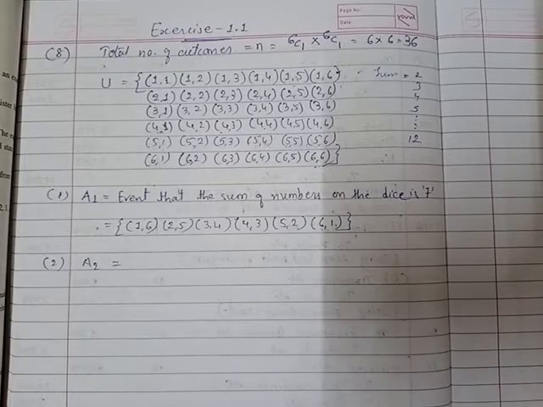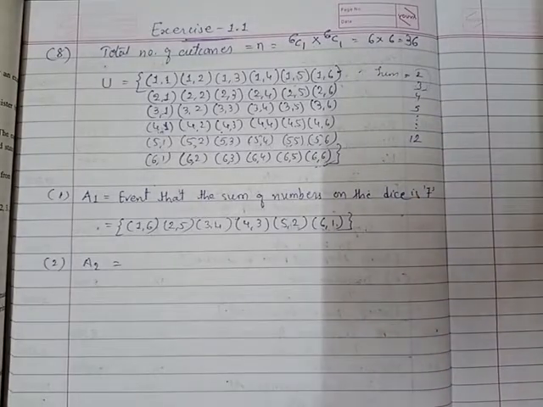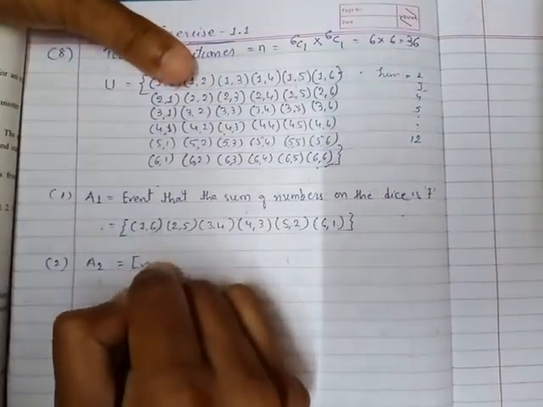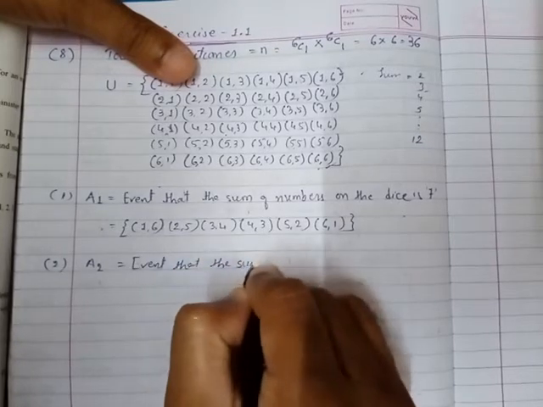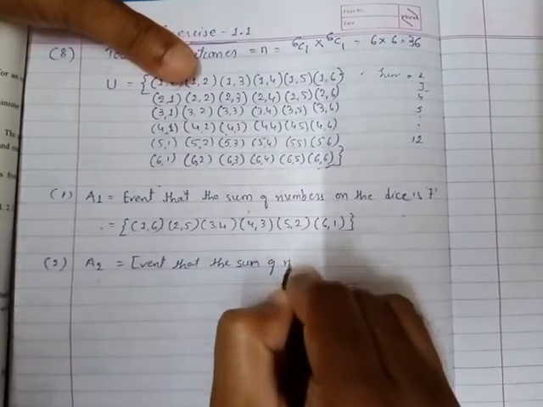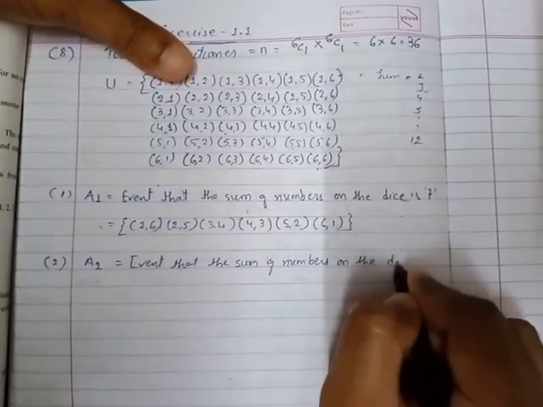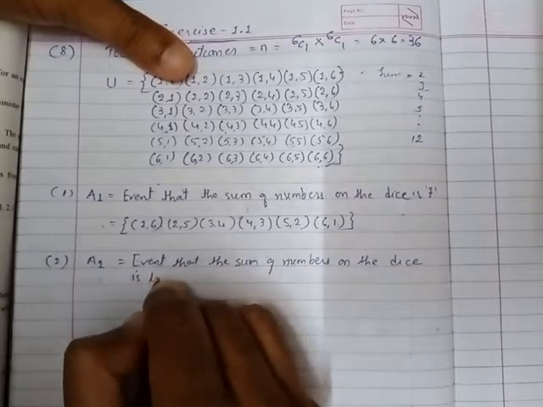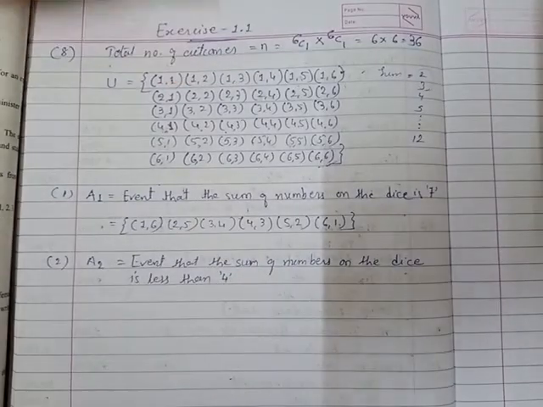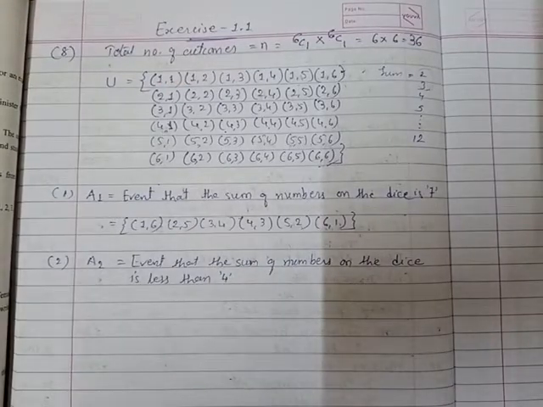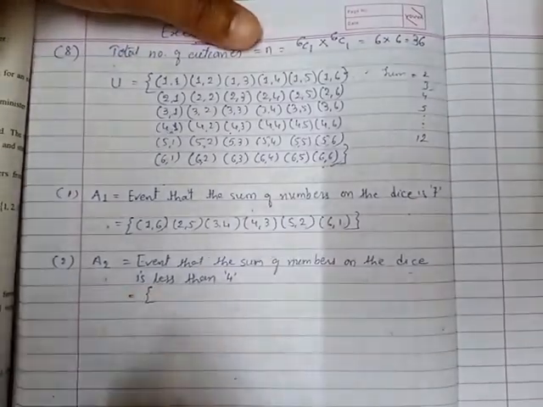So we want total 3 or less than 3, meaning 2 and 3. Okay, so we can write over here: event that the sum of numbers on the dice is less than 4. Less than 4 means we want total less than 4, that is 3 or less than 3. Okay, so in that case what is the sample space you can create?